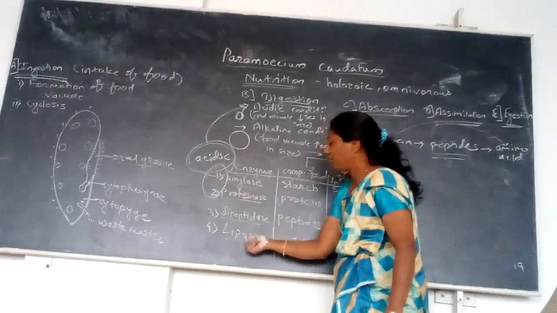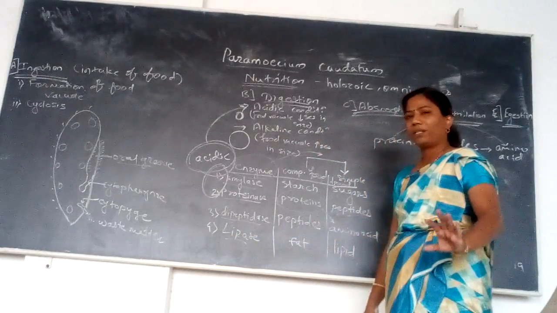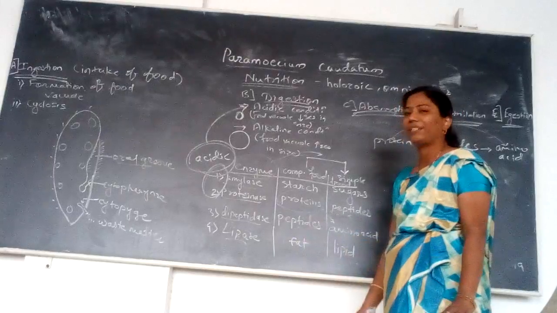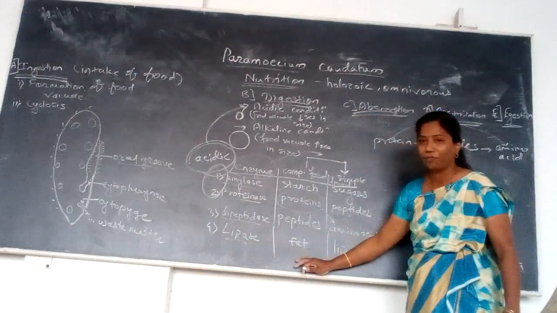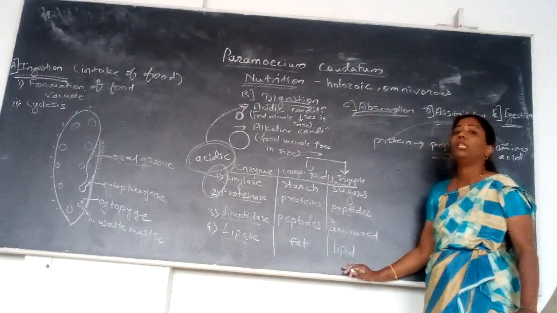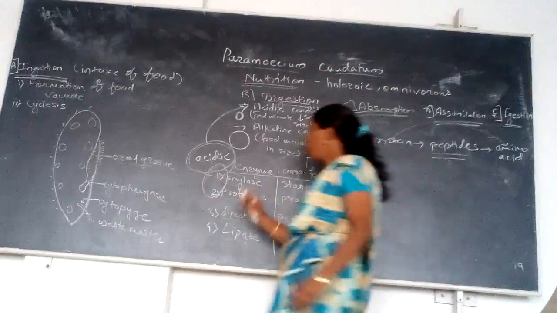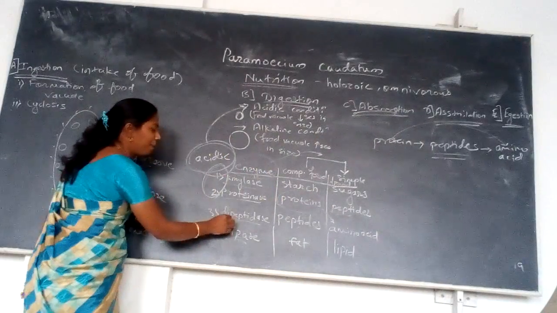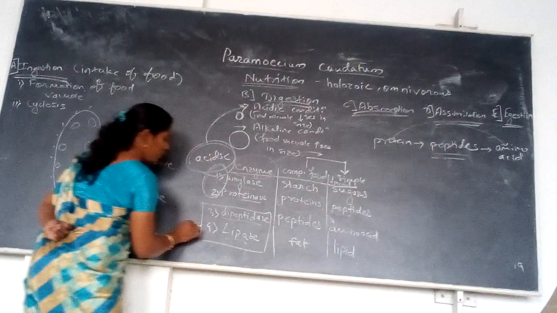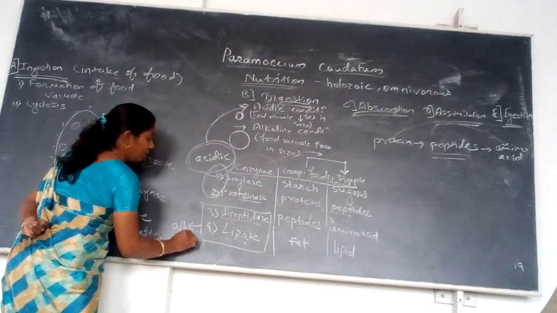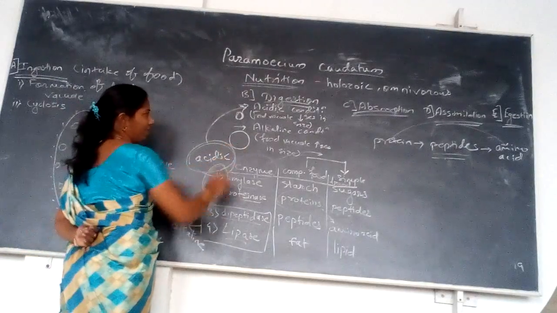And the third one, there is actually a controversy among zoologists, but here we are saying that the lipase enzyme is there, and that lipase enzyme is responsible for converting fat into lipids. So the lipid is the simplest form of the fat. Now see this, three and four, the dipeptidase and the lipase: these are the enzymes which remain active during the alkaline phase. Okay, alkaline phase means what? Here, the alkaline condition.